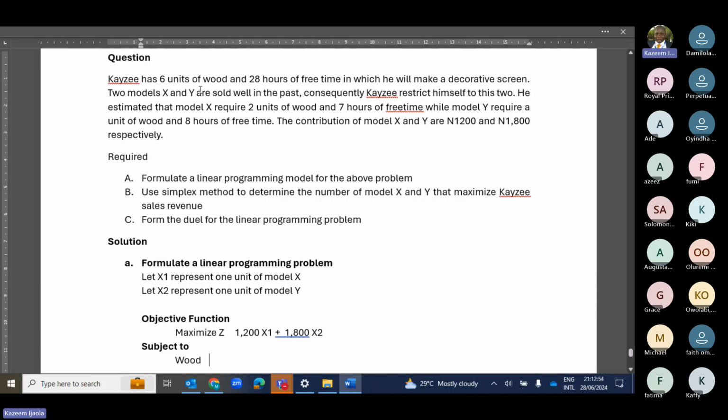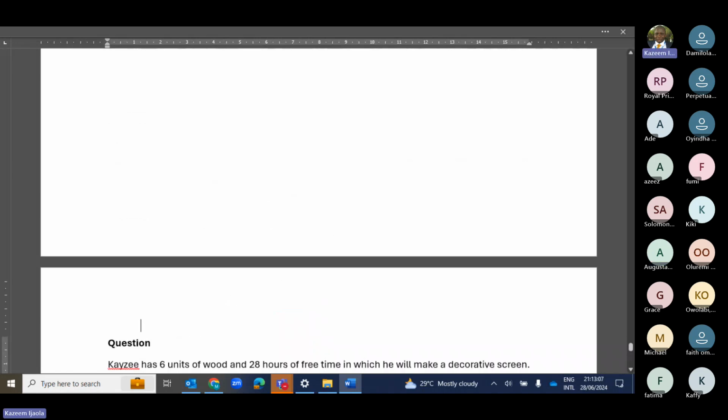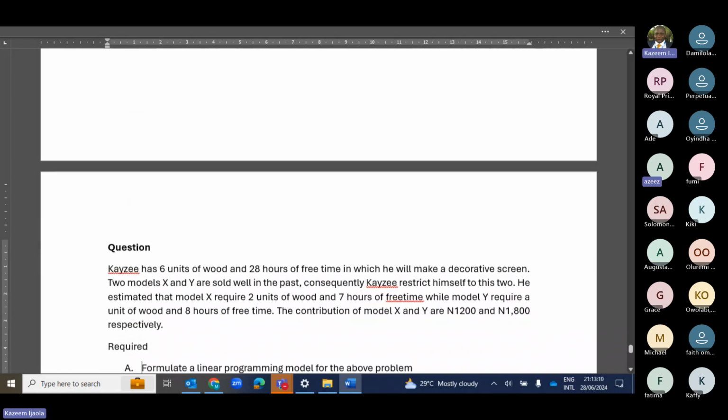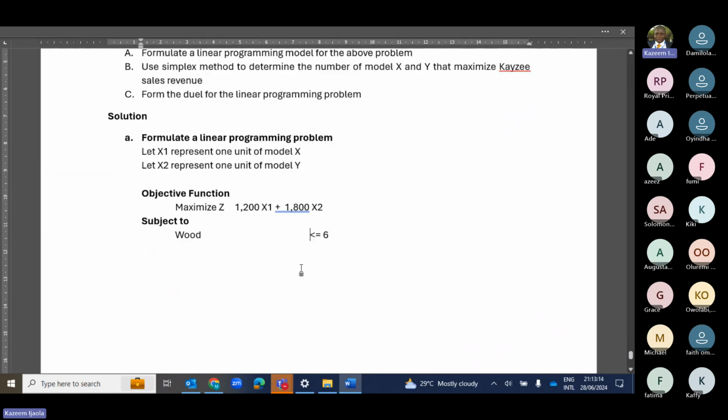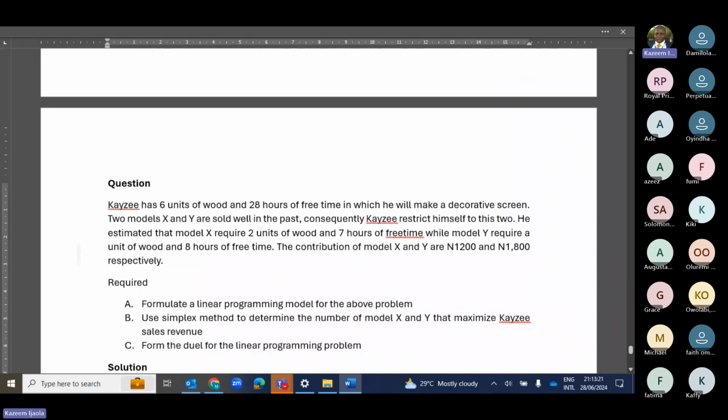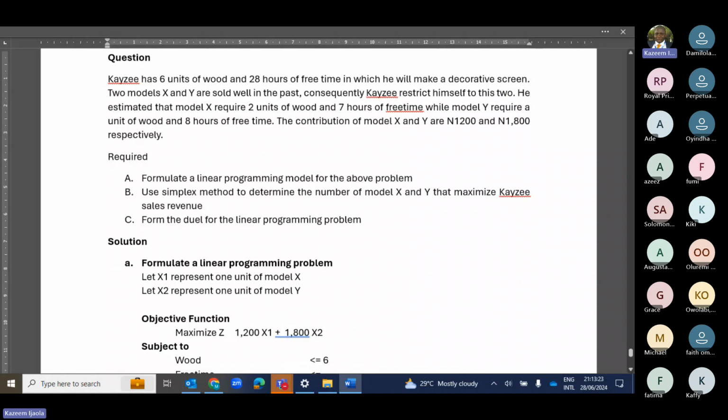The total wood we have is 6 units. So your answer will be less than or equal to 6. Then they also say we have 28 hours of free time. So for free time you say less than or equal to 28.